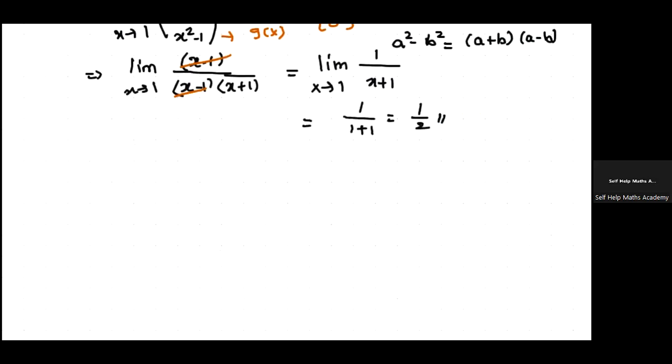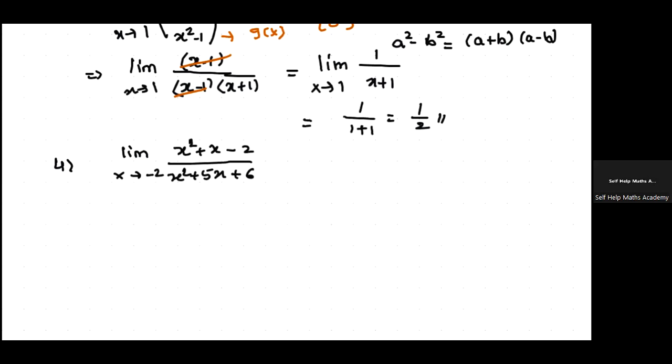Let's see another example. Say limit of x square plus x minus 2 over x square plus 5x plus 6, as x is tending to negative 2. In this particular example, we have to substitute the value in the numerator as well as the denominator and check what we will get first. Let's see how we identify this one.